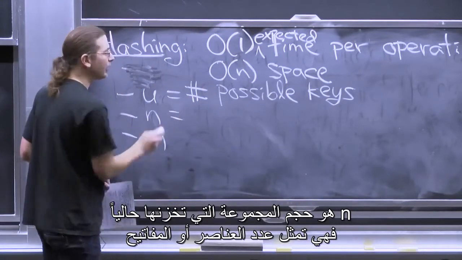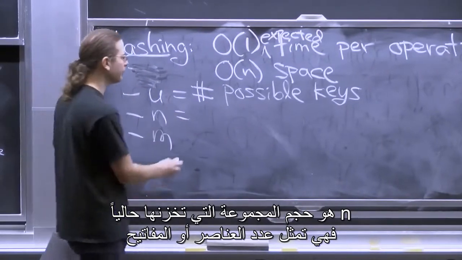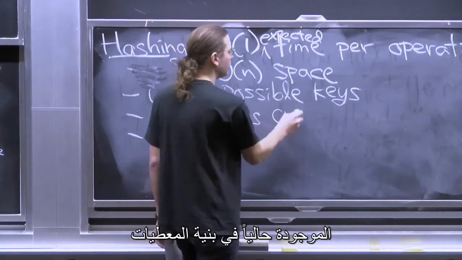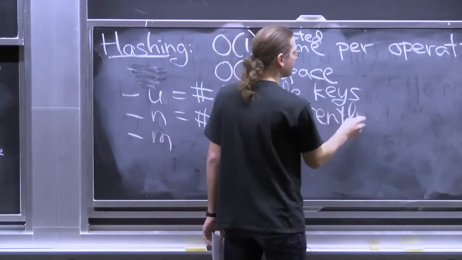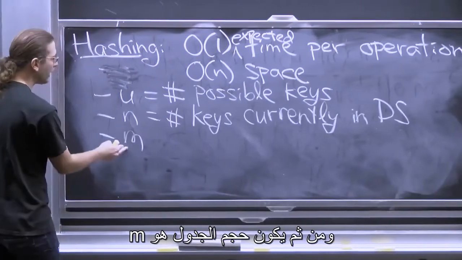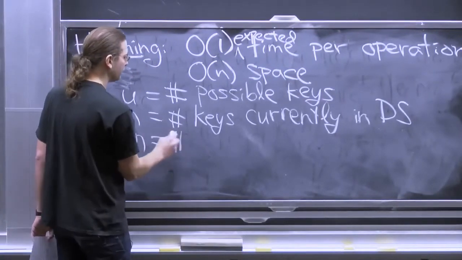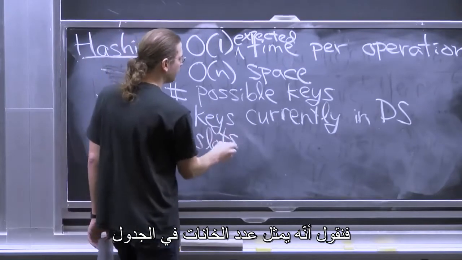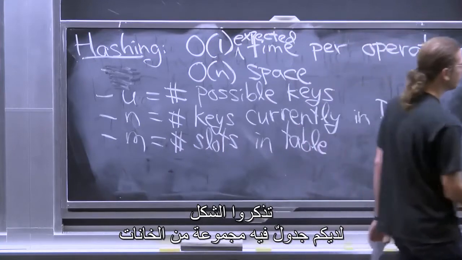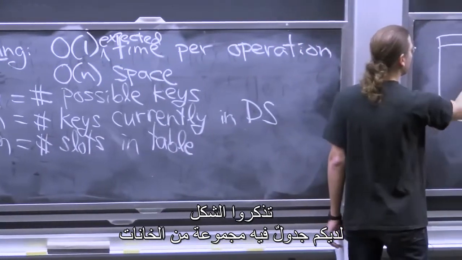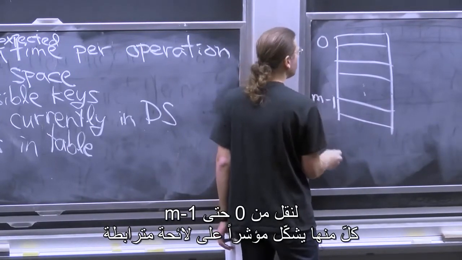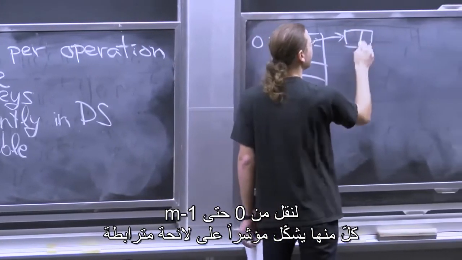N is the size of the set you're currently storing. So that's the number of items or keys currently in the data structure. And then M is the size of your table, so say it's the number of slots in the table. So you remember the picture, you have a table of slots, say 0 to m minus 1. Each of them is a pointer to a linked list.